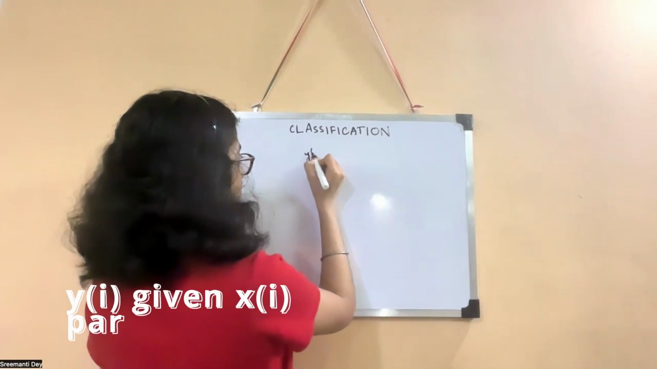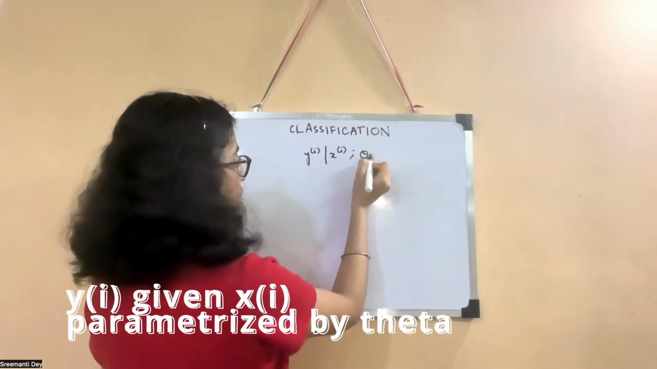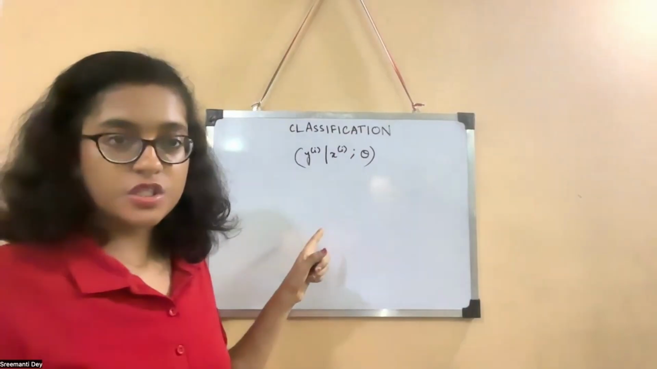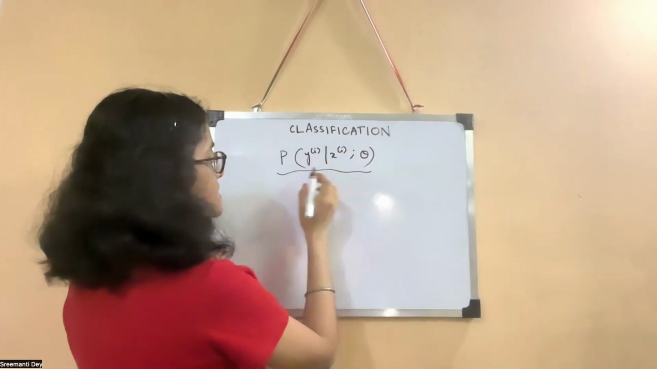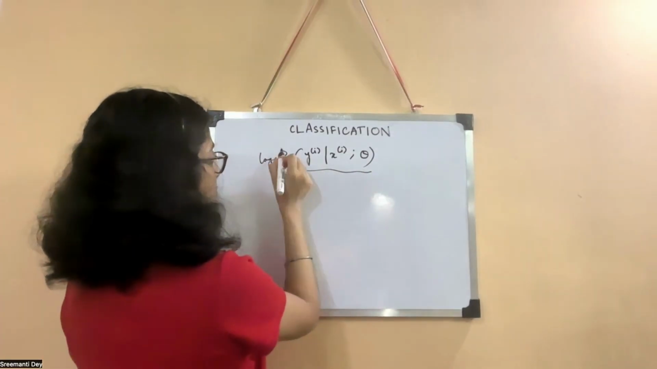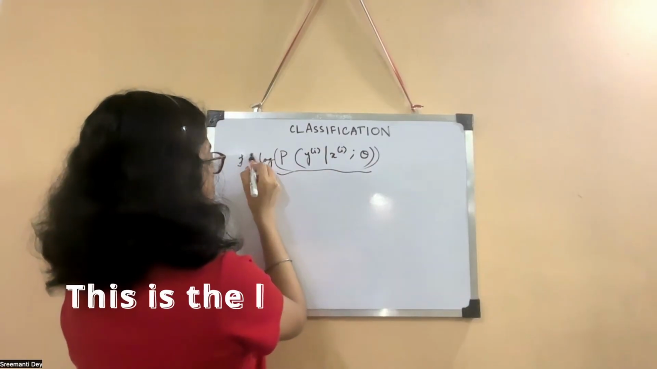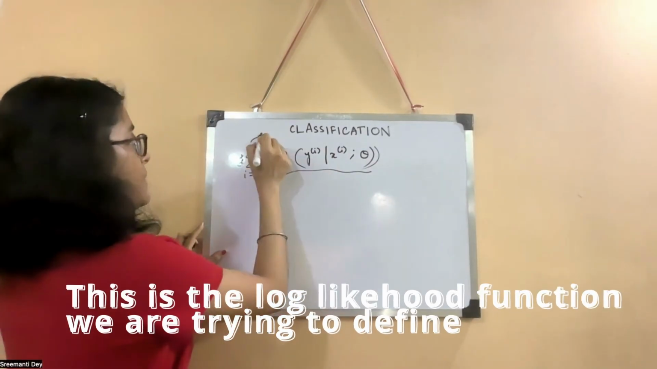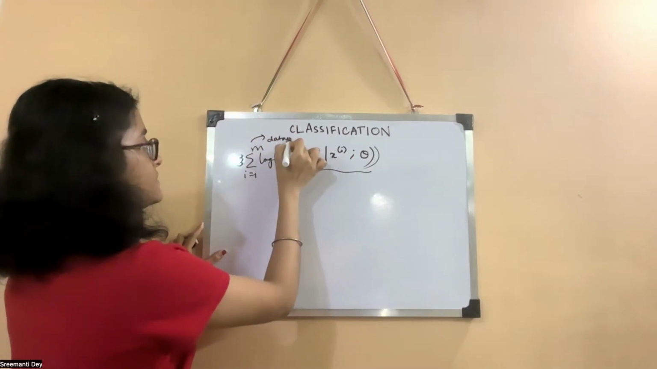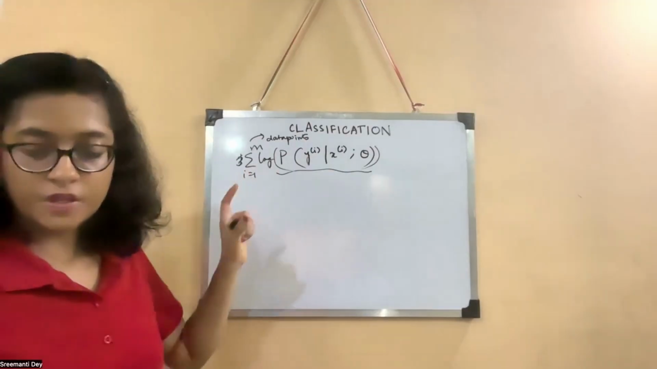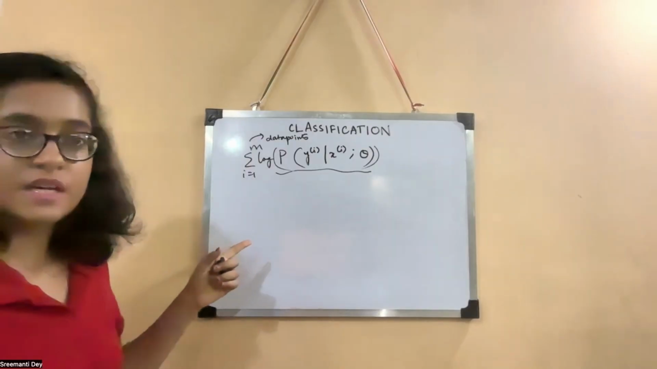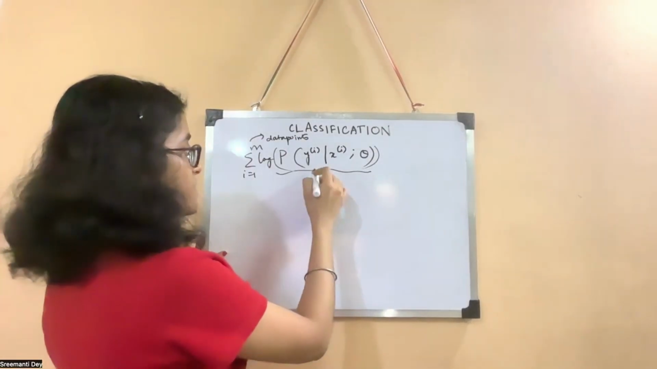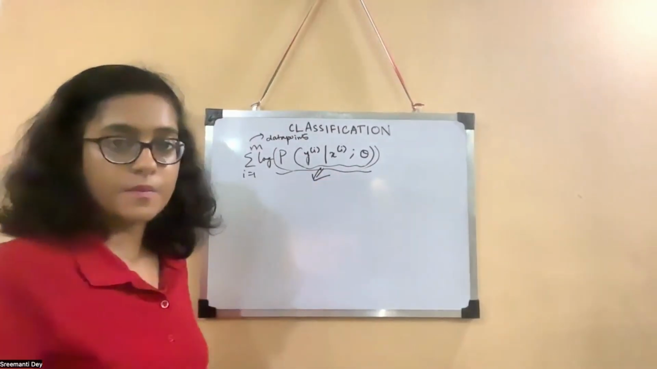So what is exactly the equation that we're trying to solve here? yi given xi parameterized by theta. This is the equation that we're trying to find. Why are we trying to find that? Because if you remember correctly, this is the log of the summation from i equal 1 to m, m being the total number of data points. So this equation is the log likelihood. This is very important. So that is why we are trying to find this and define this term.